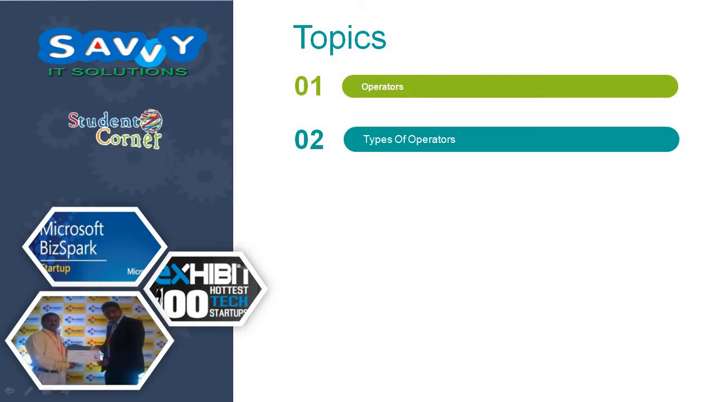So now, in this topic, we are learning about operators and types of operators. Up to assignment and increment/decrement operators, we are learning in this video. The remaining operators, that is conditional operators, bitwise operators, and special operators, are covered in the next video itself.